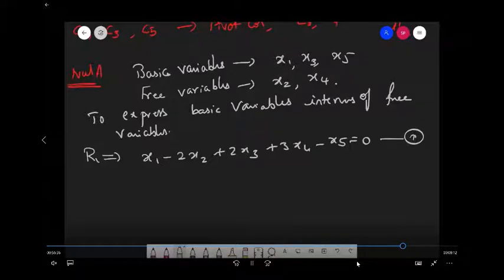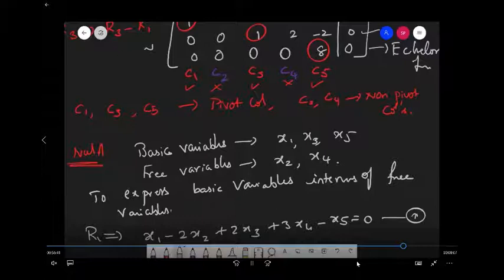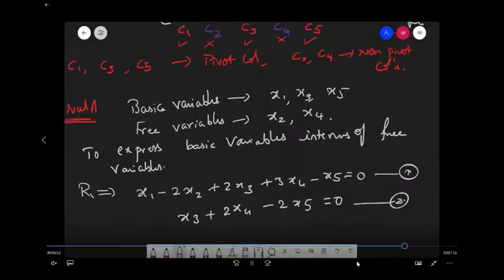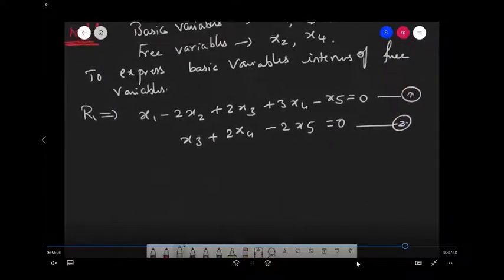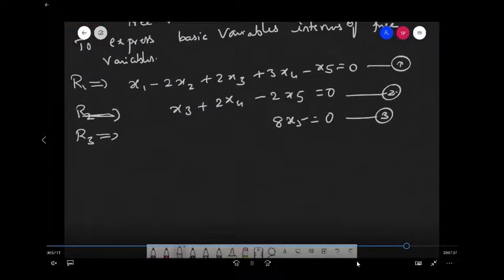This is the first equation. Then row 2 implies the second row. So I have 1, 2, minus 2, starting from the third column. So I have x3 plus 2x4 minus 2x5 is equal to 0. This is equation 2. And what do I have in the third row? The third row I have only one element 8, in the last column. So I have here 8x5 is equal to 0. This is equation 3.